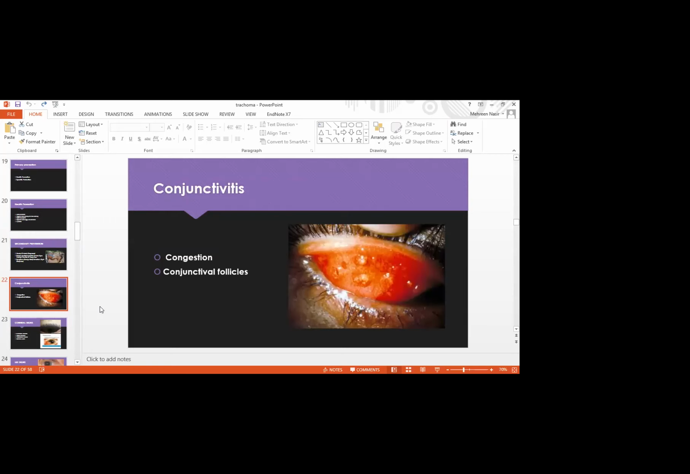Conjunctivitis. Conjunctiva is a layer which covers the eye, and it has two parts: the bulbar part, which covers the eye, and the palpebral part, which covers the lids. And in conjunctivitis, there is congestion and conjunctival follicles. These are lymphoid aggregates, and they are diagnostic of trachoma. If these aggregates are present, we can clinically diagnose trachoma.